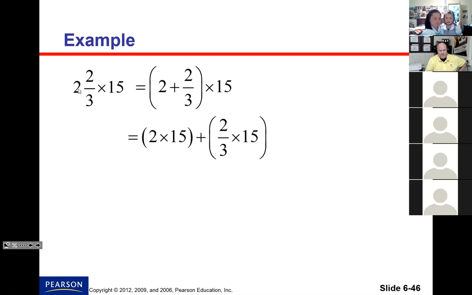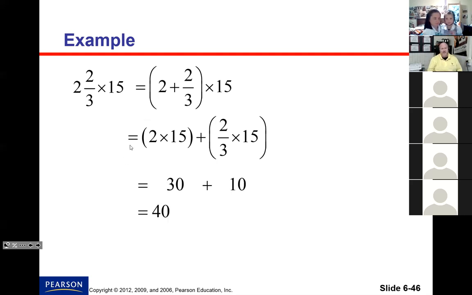Okay, so to do this one, if we were to do it as changing it to an improper, we would take 3 times 2, right? Which is 6 plus 2, which is 8. So we end up with 8 over 3, correct? And what number is 15 over? We just don't write it in. 1. So you have 8 over 3 times 15 over 1. And then could you multiply it out and then reduce it? Yeah, you could do that, right? That would be the easy way.